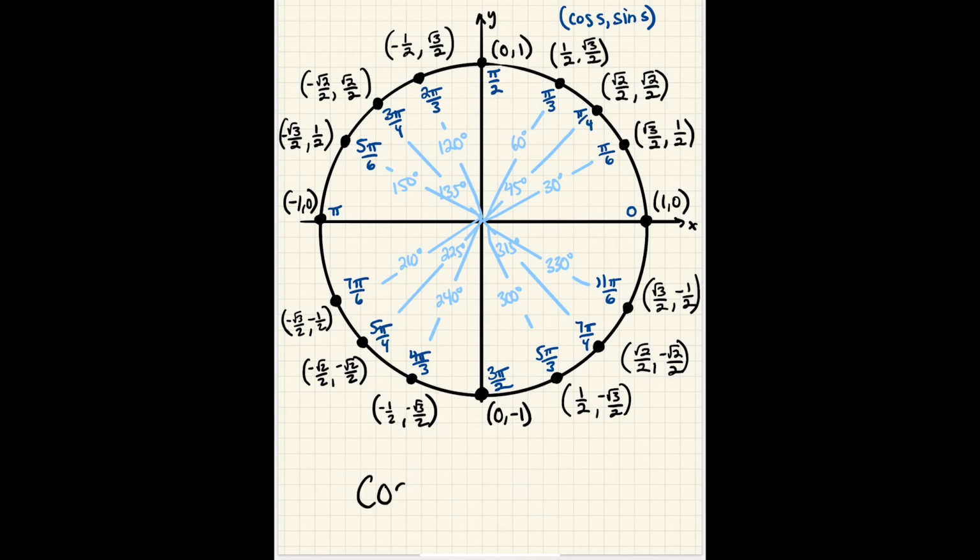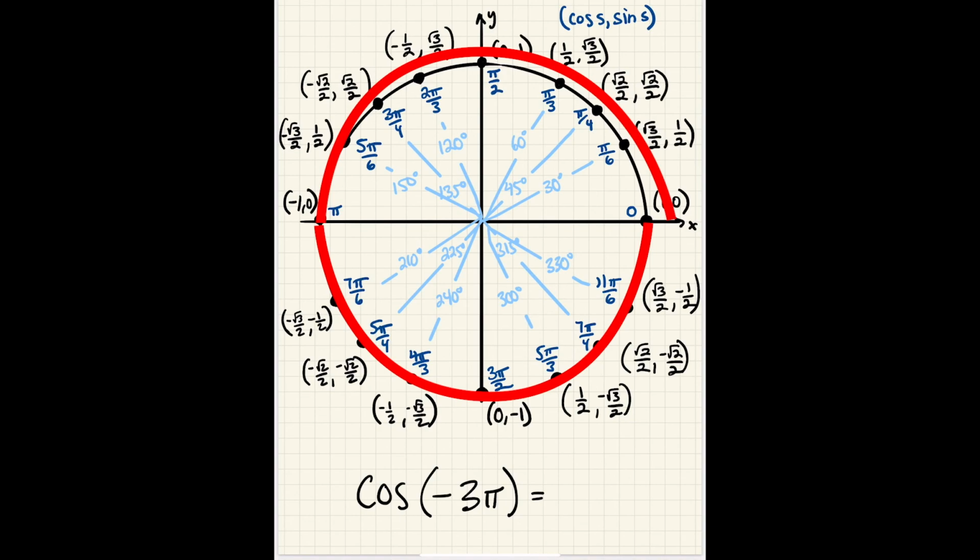What about cosine of negative 3 pi? Okay, well, again, we're reading negative. So negative pi gets us all the way to here. Negative 2 pi gets us back over here. And negative 3 pi gets us back over here. So it's going to be the coordinates off of negative 1, 0, and it's the x coordinate off of that. So our answer is negative 1.